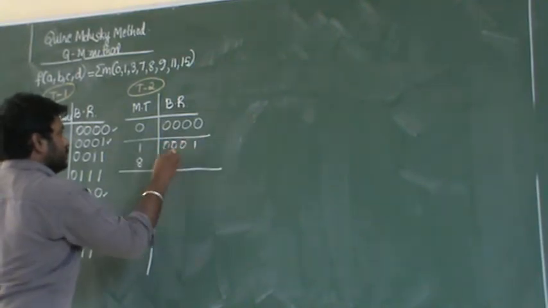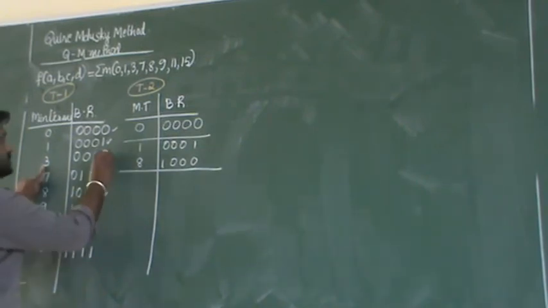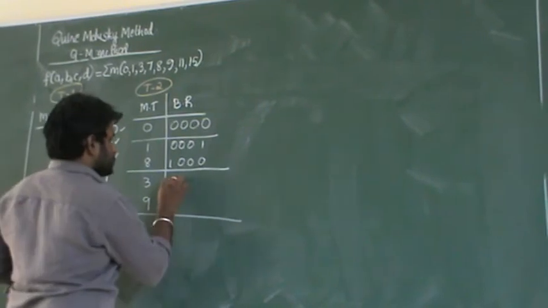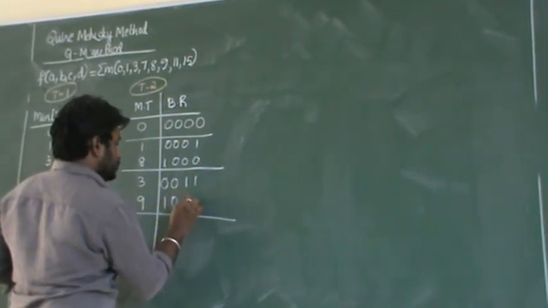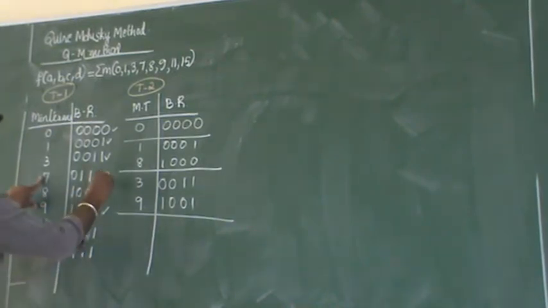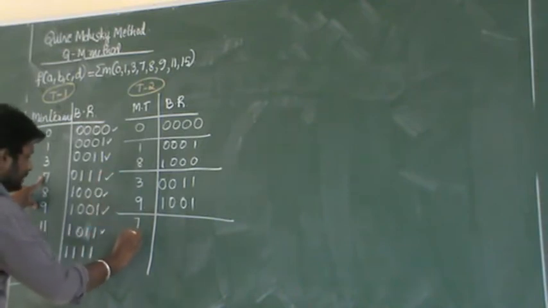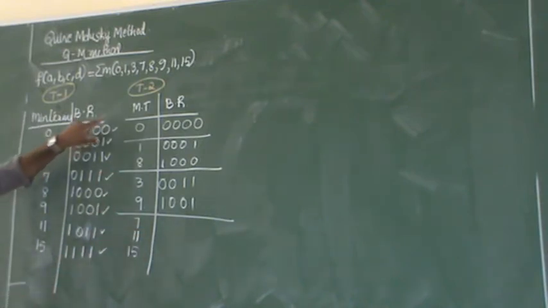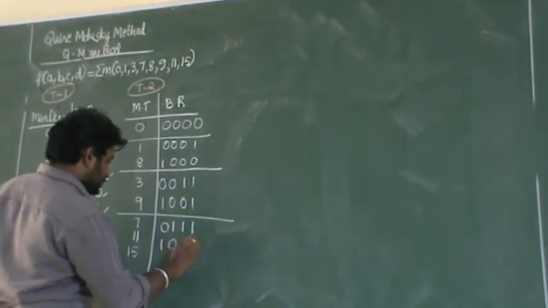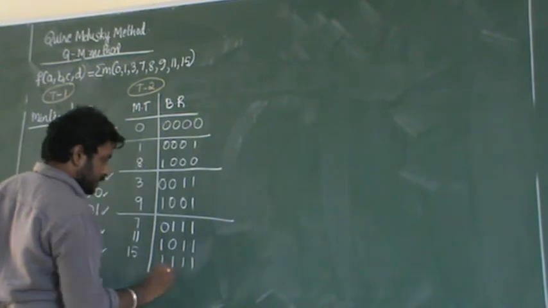1 is 0, 0, 0, 1 and 8 is 1, 0, 0, 0. The group having two ones is 3 and 9, that's all: 0, 0, 1, 1 and 1, 0, 0, 1. Next, the group having three ones is 7, 11 and 15. Make sure all the min terms are ticked, I mean marked. So 7 is 0, 1, 1, 1, 11 is 1, 0, 1, 1, and 15 is nothing but 1, 1, 1, 1.